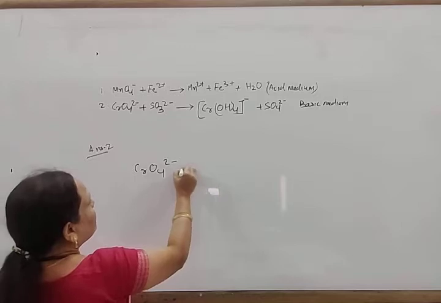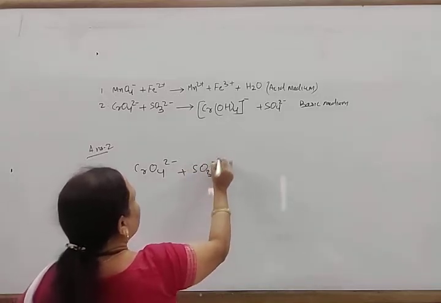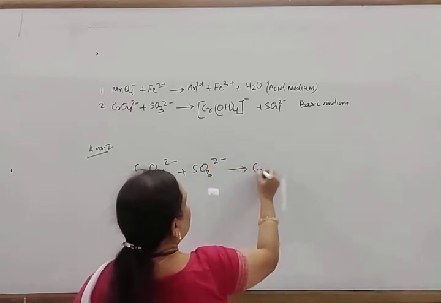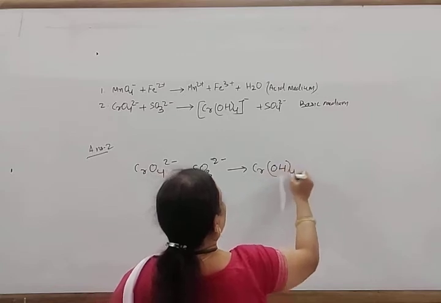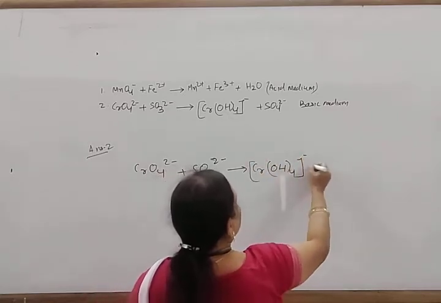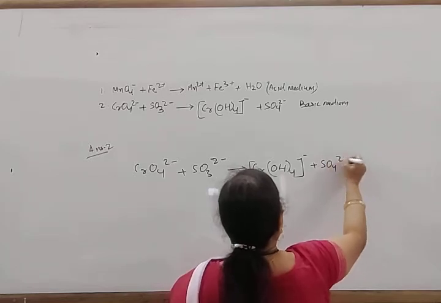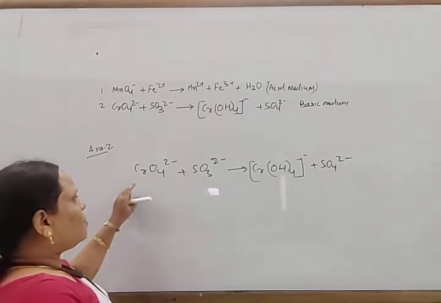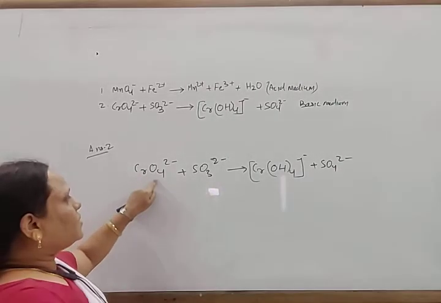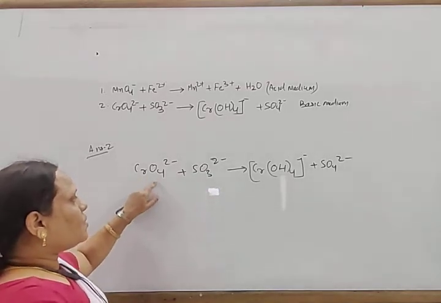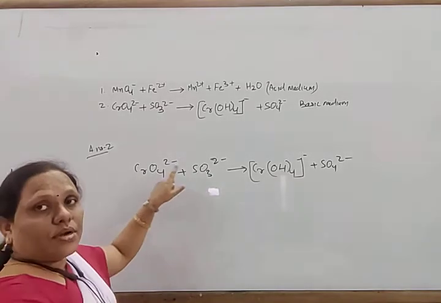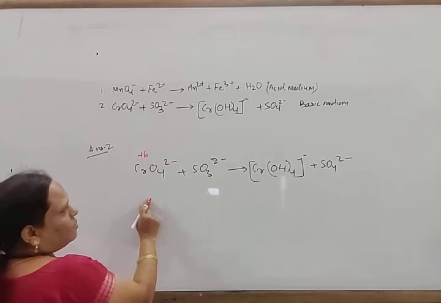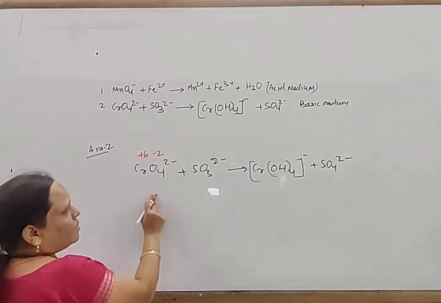CrO4 2 minus plus SO3 2 minus give rise to Cr(OH)4 minus plus SO4 2 minus. So find out what is the oxidation number in each case. So here chromium has oxidation number X, so X plus (minus 8) is equal to minus 2. In this way X is equal to plus 6. Here chromium has oxidation number plus 6. Oxygen has oxidation number minus 2.